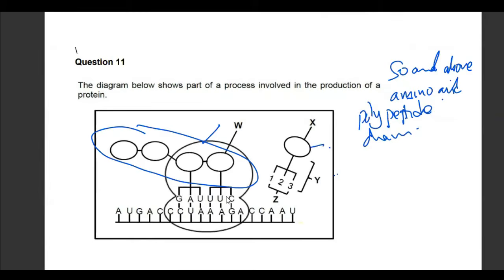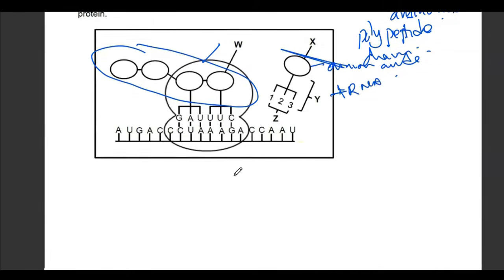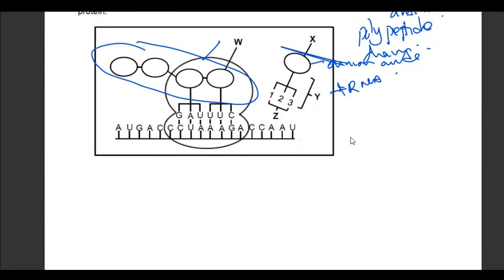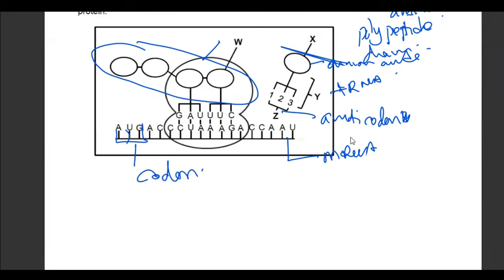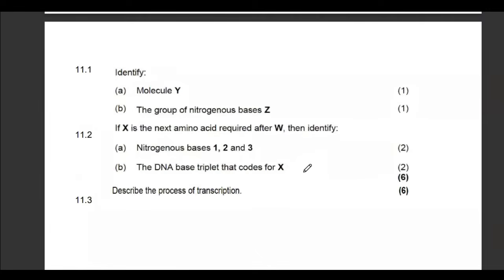So what is X? This is the amino acid. And then what is this? This is transfer RNA. And what is Z? We have seen them. These are anticodons. And then this is messenger RNA, and the 3 bases on the messenger RNA, we call them codons. You see, you can't fail such questions. When you come to the question, you see that they are asking you exactly the same thing, and then asking you to describe the process of transcription, which we have described.